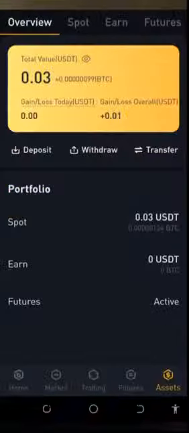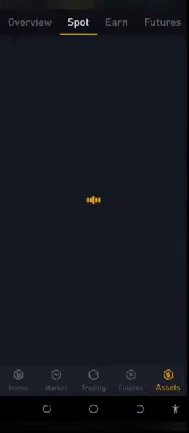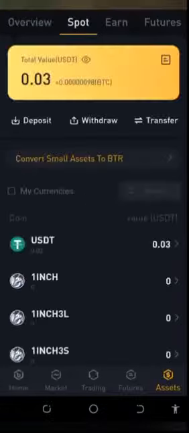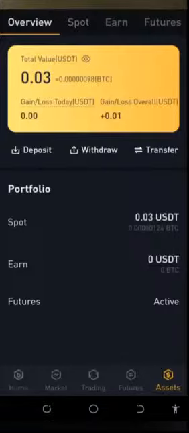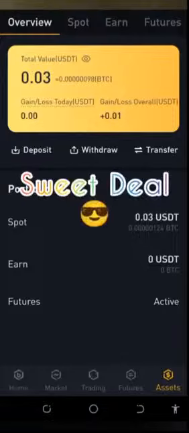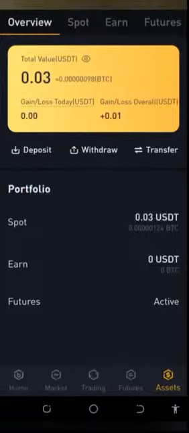All right, I'm already in Bybit and it hasn't arrived yet, so let me just refresh. As you can see here, I've got 0.03 USDT. That's a really, really tiny amount of money. And spot is just 3 cents, and then nothing else. So let's keep our fingers crossed. I'm waiting, I'm hoping, I'm praying that this works, okay? Because that's going to be a sweet deal. Someone say sweet in the comments. Sweet.